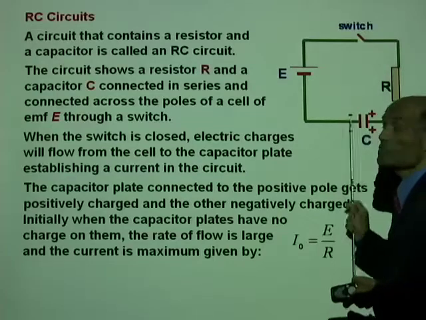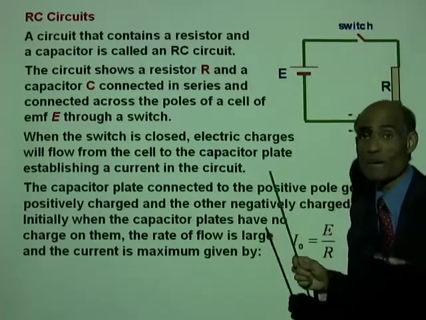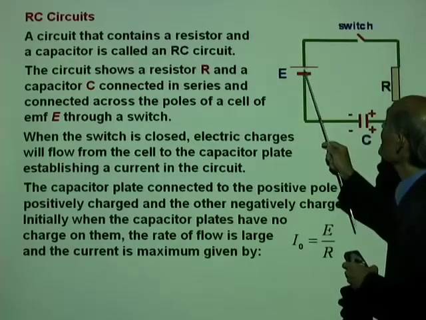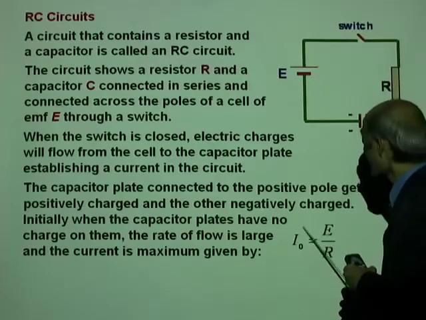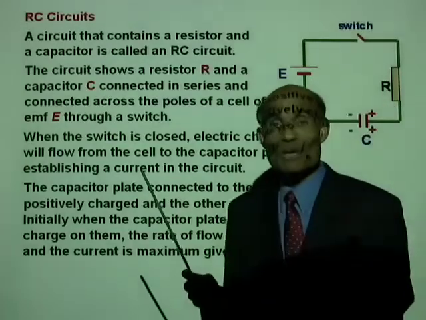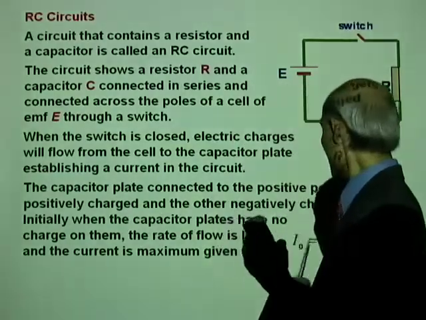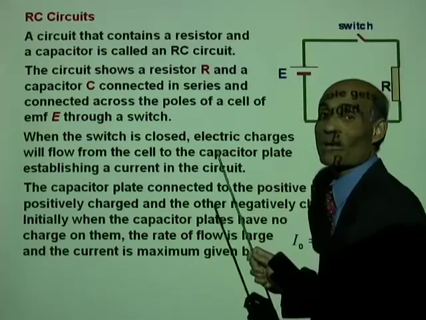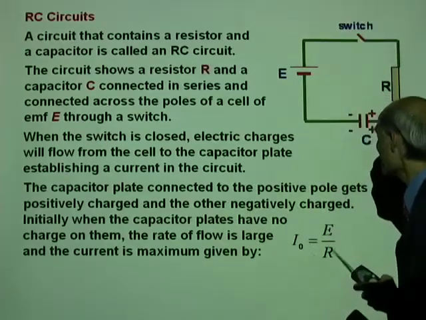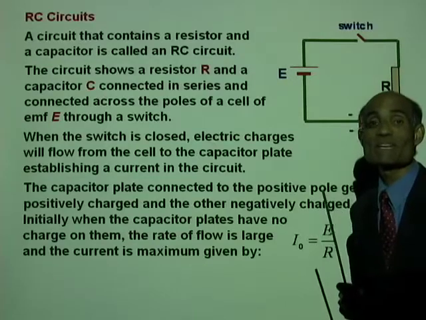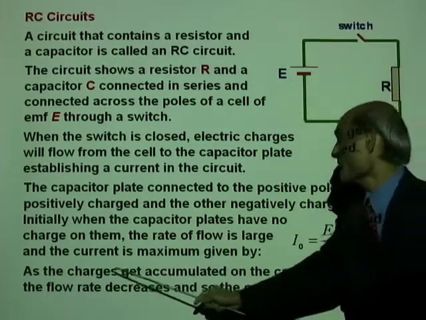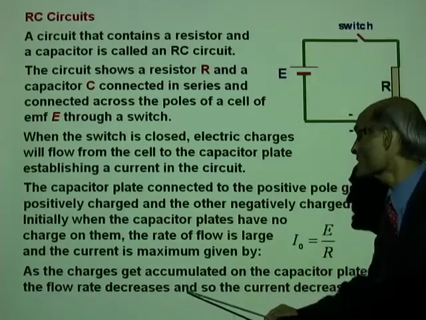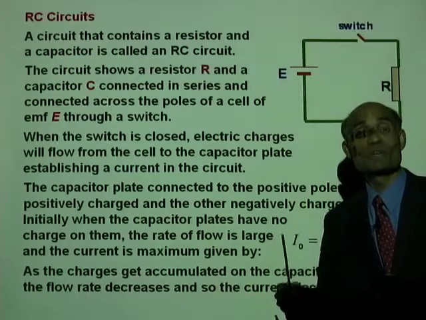That means there are no charges on the capacitor at t equal to 0. The current then will be E, the EMF, divided by R. This is the maximum current. Ohm's law equation: I equal to V over R, where V is the EMF of the cell. So the maximum current will be E over R. As the charges get accumulated on the capacitor plates, the flow rate decreases, and so the current will decrease.